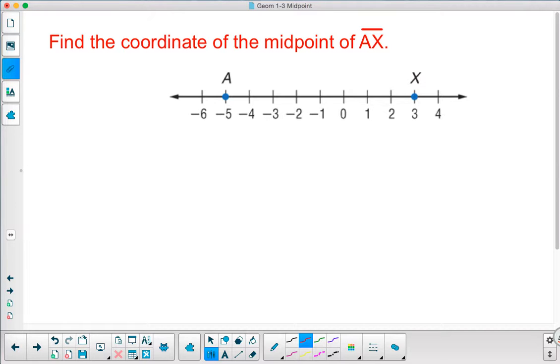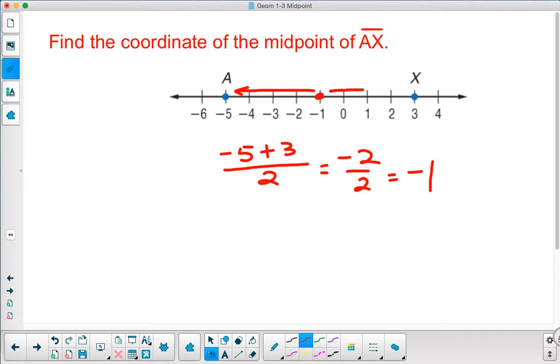Here's another question. And the answer on that one, I guess I have to write it up here. -5 plus 3 divided by 2. Should have been -1. -1 would be 4 units this way and 4 units this way. So that's the midpoint.